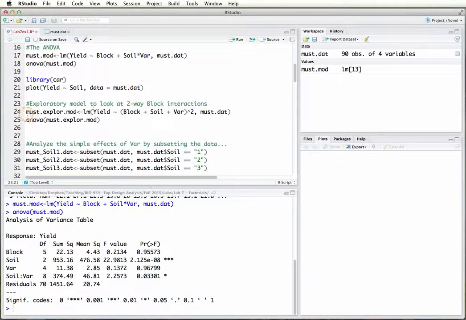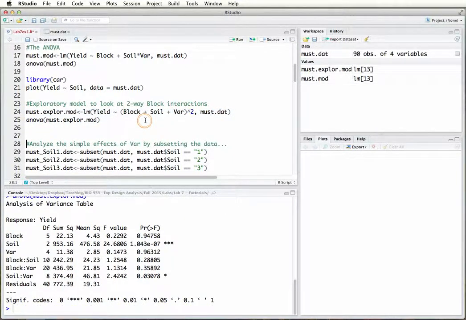Here on lines 24 and 25 of the script, what I'm doing is running an exploratory model to look at the two-way block interactions with each of the varieties. And you'll see here I have block plus soil plus variety. I have the three classification variables in my model, but now I've enclosed them in parentheses and I followed it with a caret and a 2.